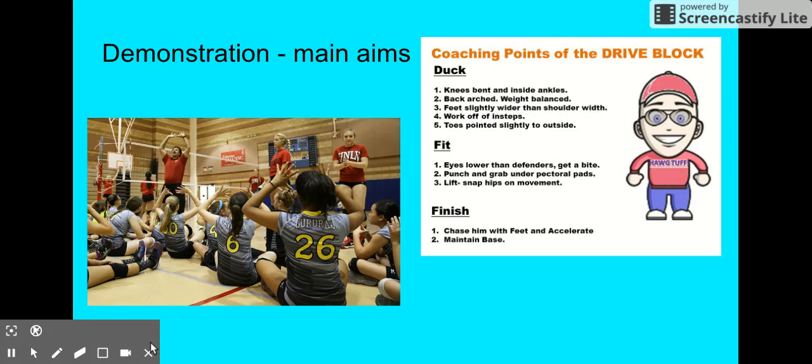The main aims. So the main aim of demonstrating is to demonstrate clearly how a drill or technique should be done, to give a performer the knowledge of what an action is in a context or a game situation. Although coaching points must be kept to a minimum, so 2 to 3 main points. As you can see on the screen, we have the coaching points for a drive block, which is a golf shot. So obviously there's 5 main points, like short points for the duck, 3 for the fit and 2 for the finish.